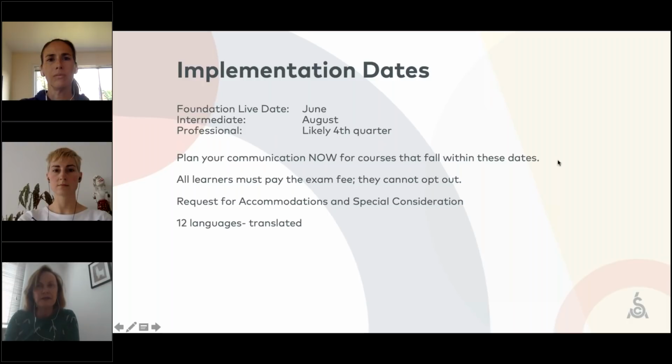A point there that has been made by staff: all learners must pay the exam fee. If, of course, your learner does not pass the exam, then there's no fee to collect. We don't collect a certification fee if a learner doesn't pass an exam. We won't collect an examination fee, administrative fee, if the learner doesn't pass an exam. There's no change from what we already have.